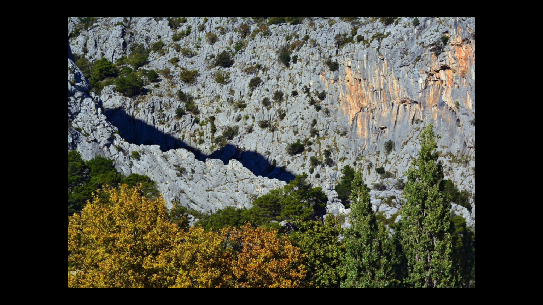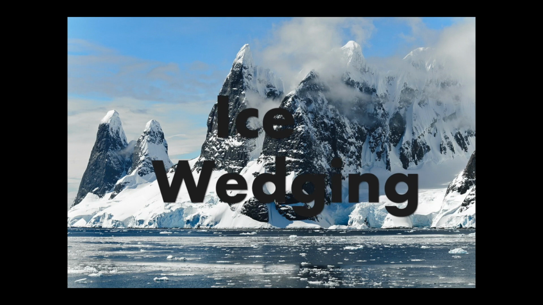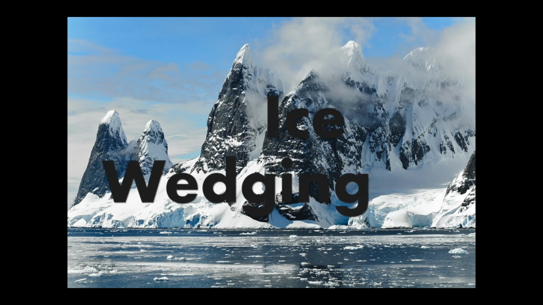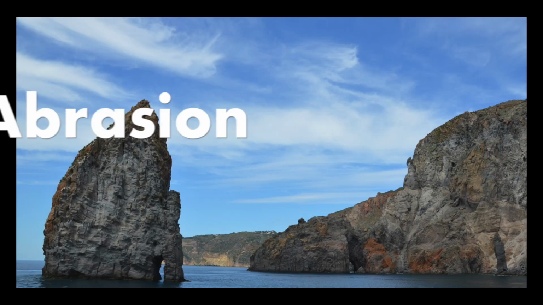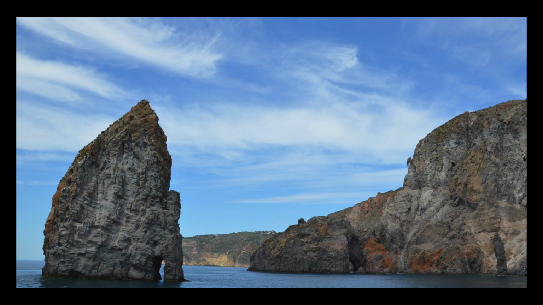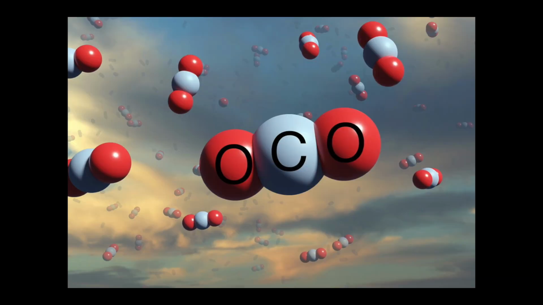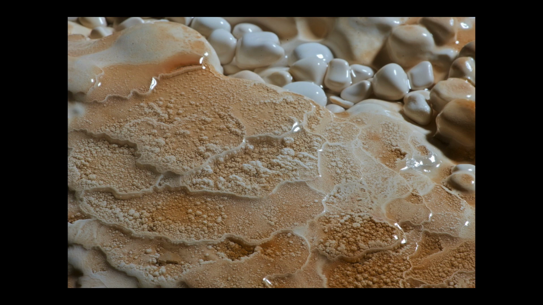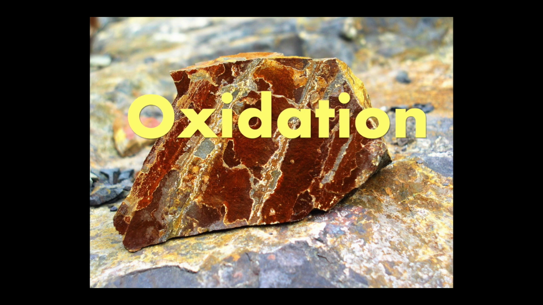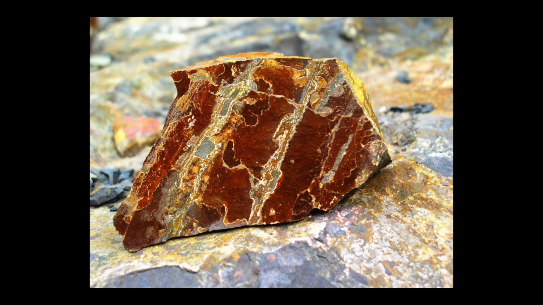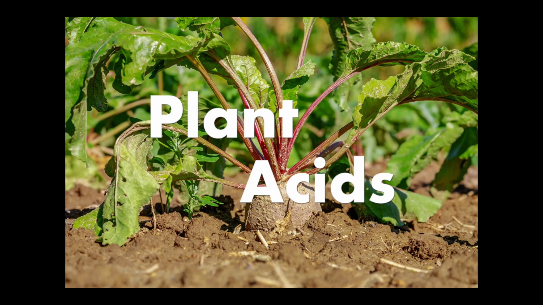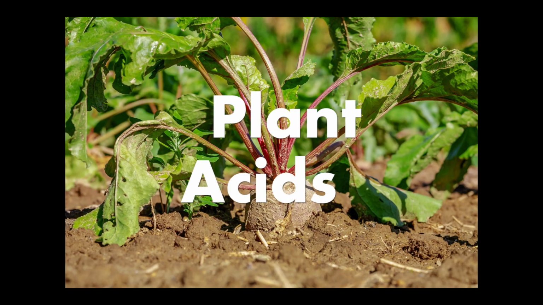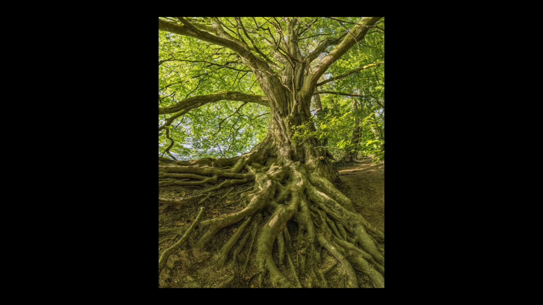Mechanical weathering is physically breaking rocks down, and examples would be ice wedging, plants' and animals' activity, abrasion, and so forth. Chemical weathering is when rocks are broken down by chemical reactions. An example would be oxidation. Oxygen can react with the rocks and metals such as iron to break them down. Plant acid, like plant roots, produces organic acid that can dissolve minerals in rocks.